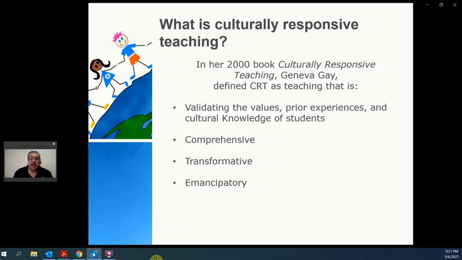So I spent a lot of time researching and learning from my students. Now, what is culturally responsive teaching?